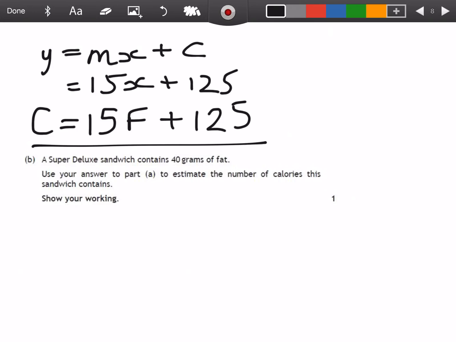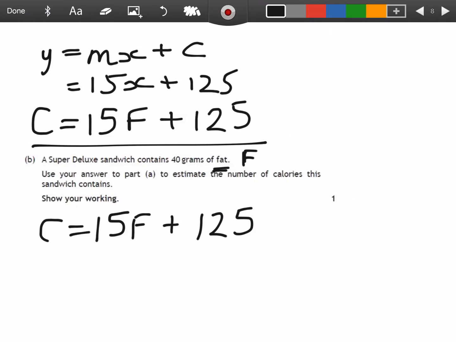Okay. Part B, a super deluxe sandwich contains 40 grams of fat. Remember, fat is what we are using for the letter F. Use your answer in part A to estimate the number of calories in this sandwich. So that's our equation from part A, and we're trying to work out C. We know F. F is 40 grams of fat. Really what we're doing is subbing in F is 40. Remember 15F means 15 times 40.